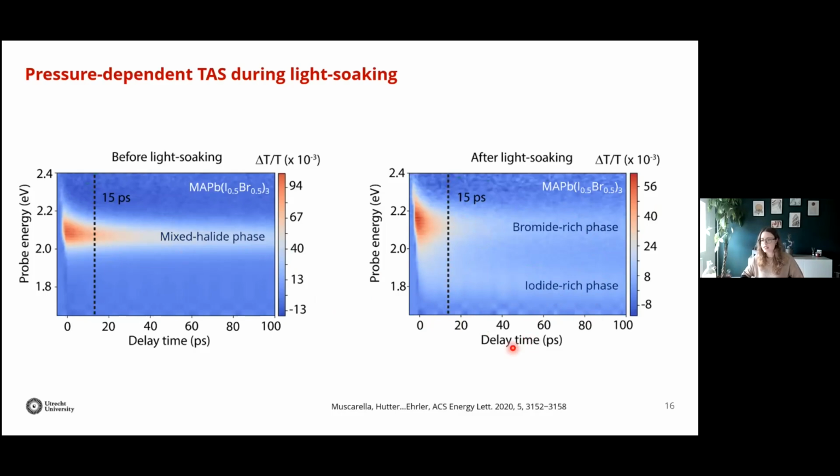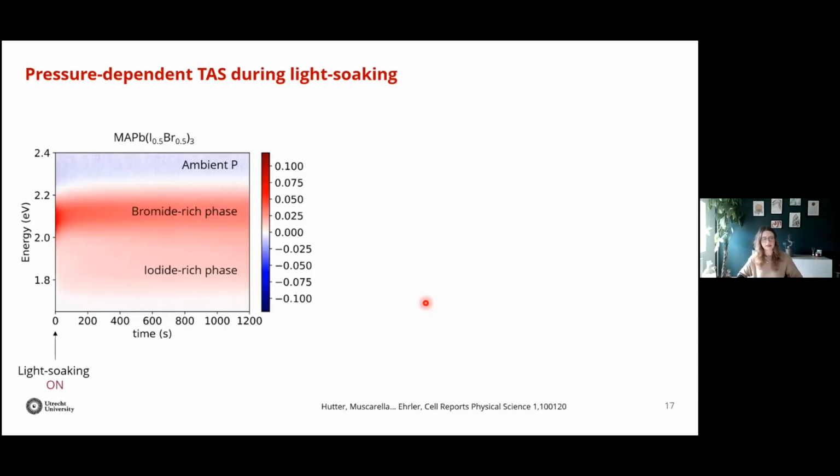So at this point, of course, this is a delay time between pump and probe, and what we want to see instead is the change in real time. So what we did was to pick one delay time between pump and probe and then measure as a function of real time. The reason why we picked this 15 picoseconds is because in our condition, this time is after the hot carrier cooling of this system, and it's also before recombination. So we now fix the delay time and we do the real time experiment. Immediately we see that when you start light soaking, you have the formation of the bromide-rich phase and the iodide-rich phase. It's really something super quick, within 1 or 2 seconds.